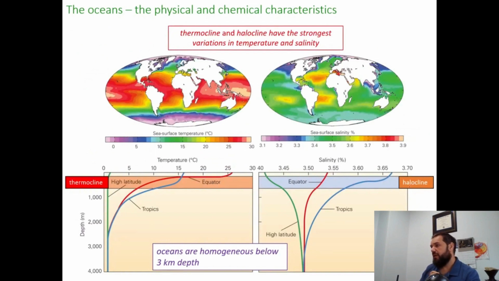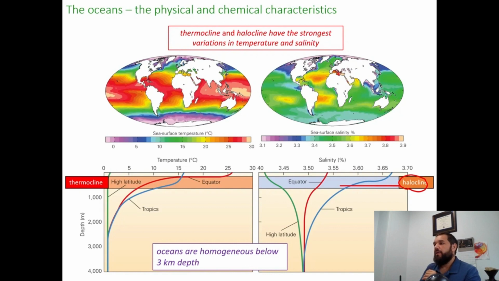So the halocline is the change in salinity with the change in depth. Now we looked at how the surface of the ocean, how the salinity changes with latitude, right? We already looked at that. But we haven't yet talked about how it changes with depth. So that's where the halocline comes in. The halocline is the change in the salinity with the change in depth.